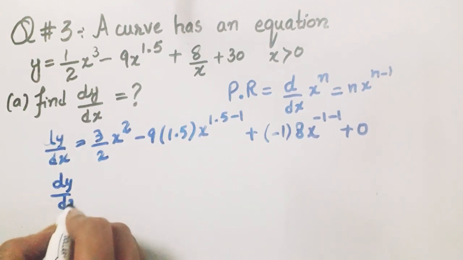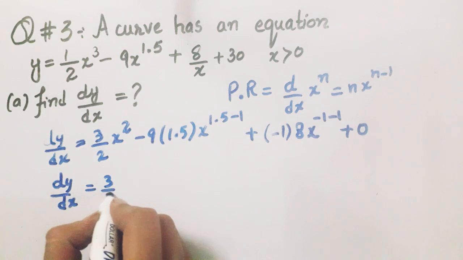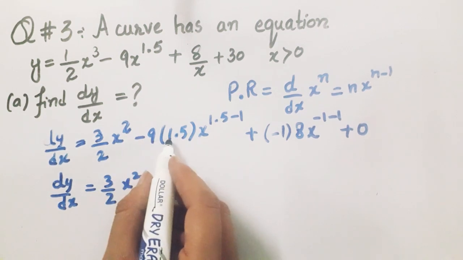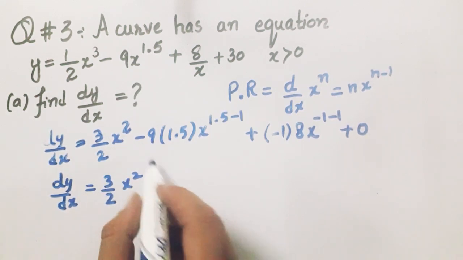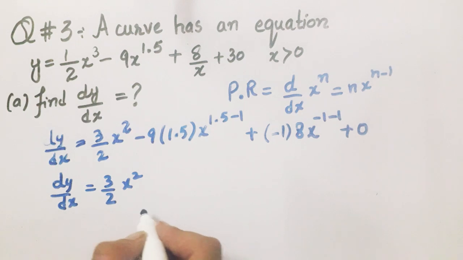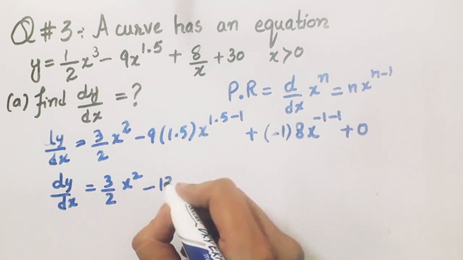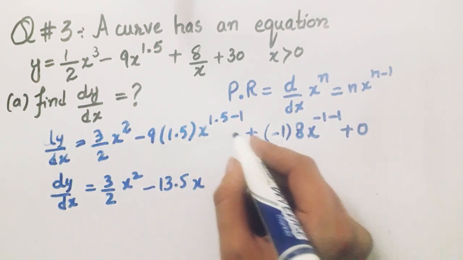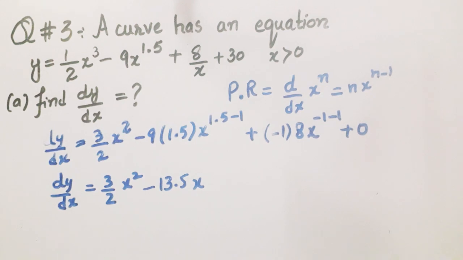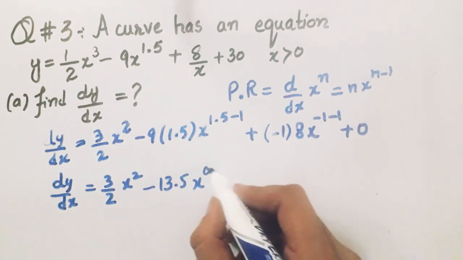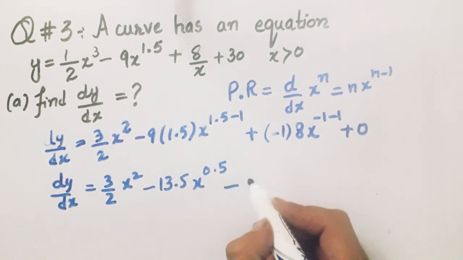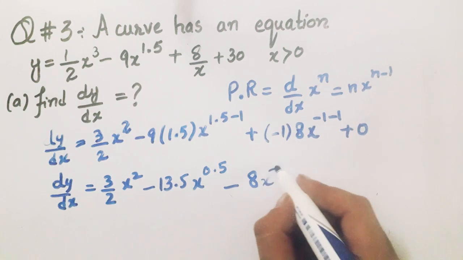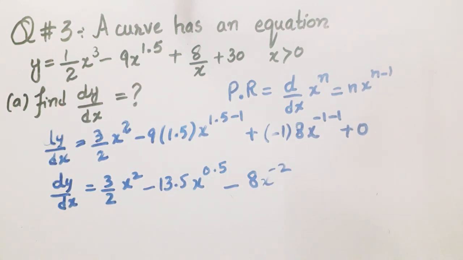dy by dx is equal to 3 by 2 x square, minus 1.5 into 9, and by solving this we will get 13.5 and x raised to power 1.5 minus 1, which is equal to 0.5, plus this will become minus 8 x raised to power minus 2. So this is the answer of dy by dx.